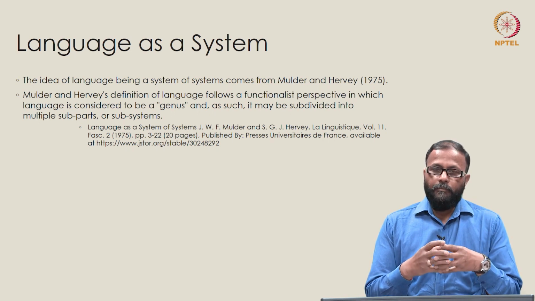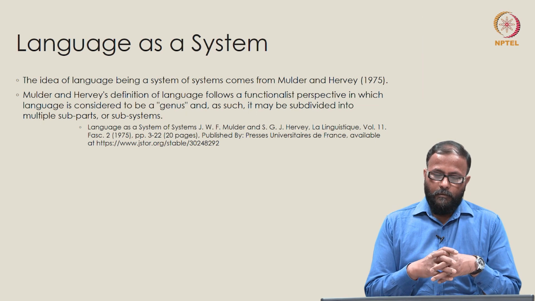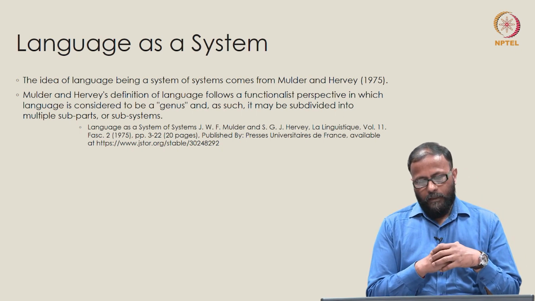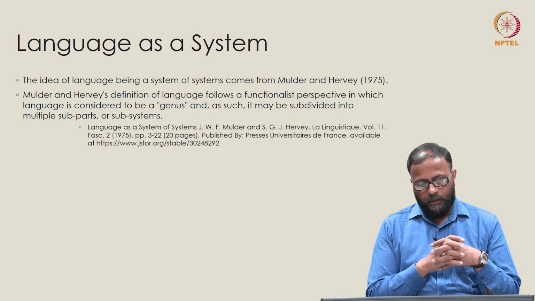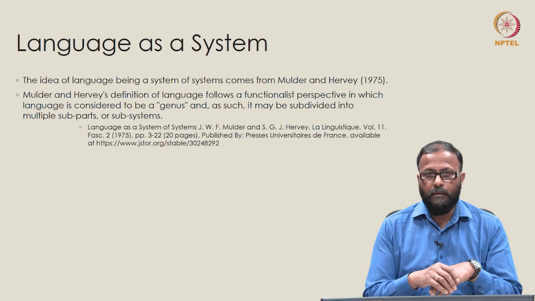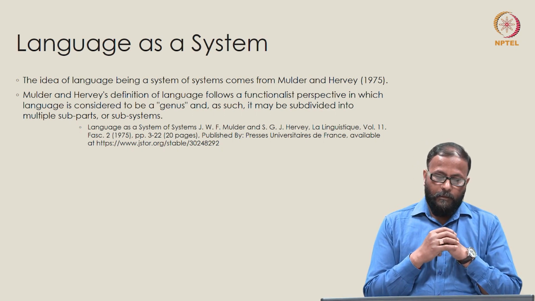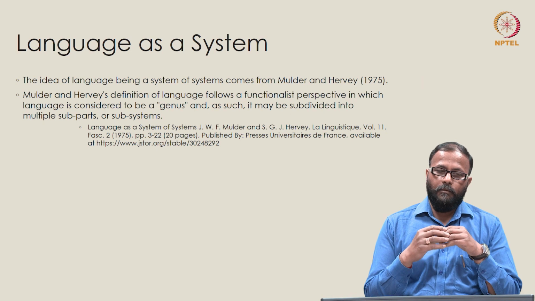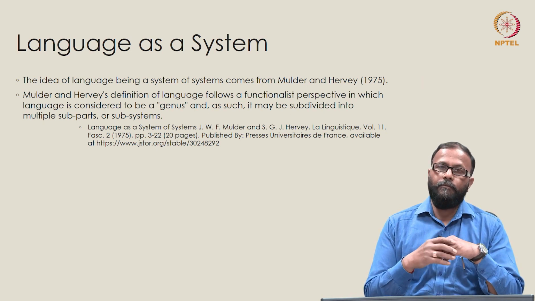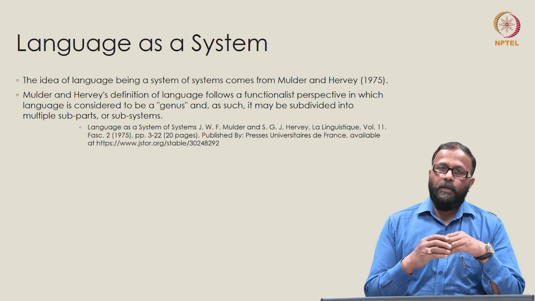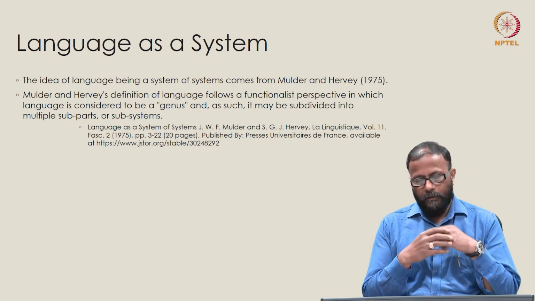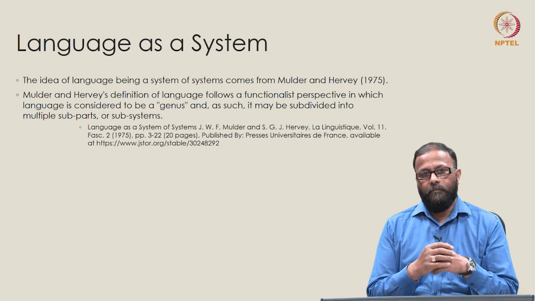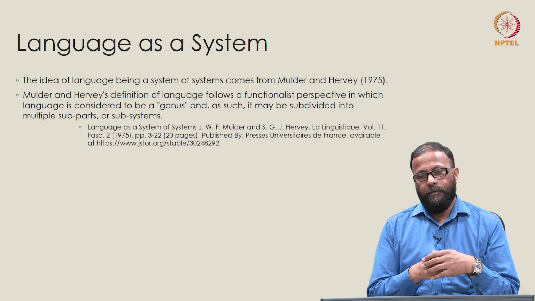So language as a system, right, began with Saussure and was also carried forward by Mulder and Harvey. They published an article in 1975. The reference is there in the slide, you can see, right? And their idea of language as a system has in its fundamental belief, they talk about functions, social functions of language, because Mulder talked about system of semiotics, you know, and from there it is derived, language as a system, right?